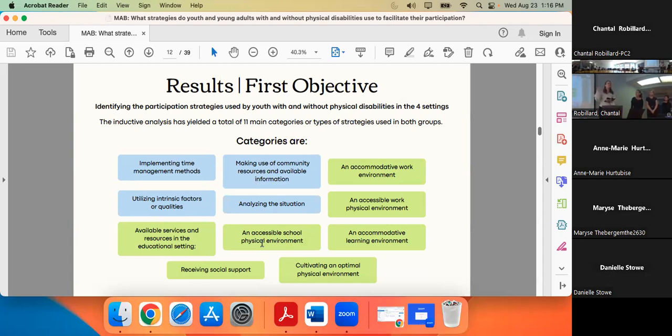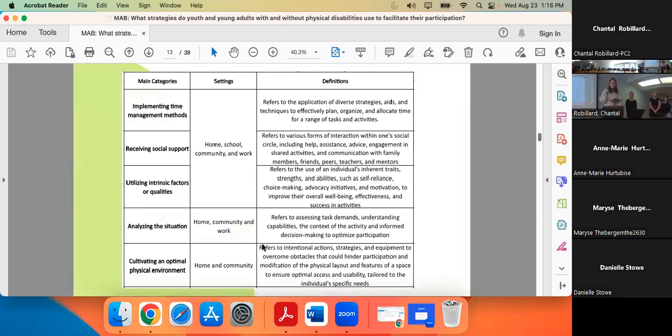I'm going to define them in a moment, but so far what we know is that there are 4 that are related to utilizing intrinsic factors or qualities, and 7 that are related to more the environment. I know it's small, but I'm going to read it for you. So those are the main categories that we identified, as well as their definitions.